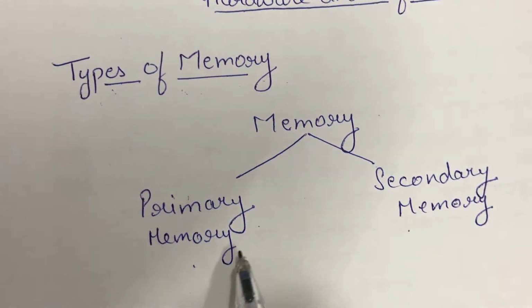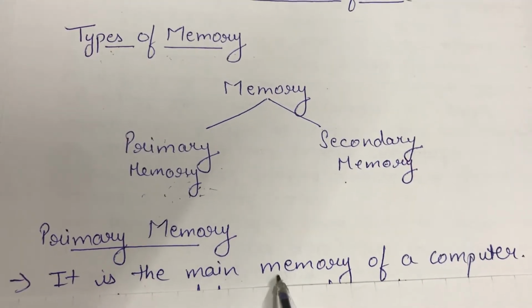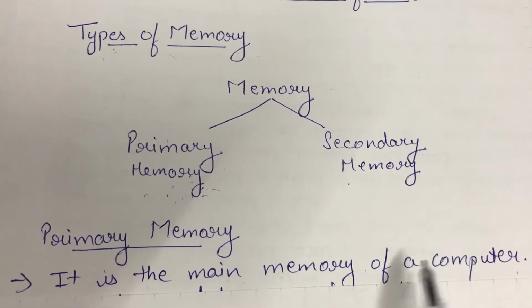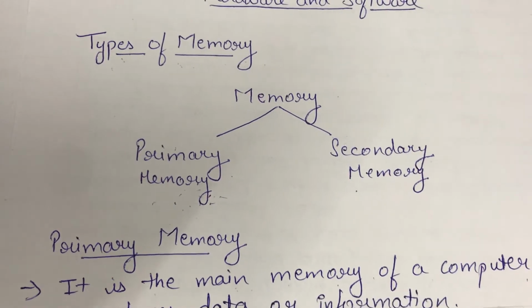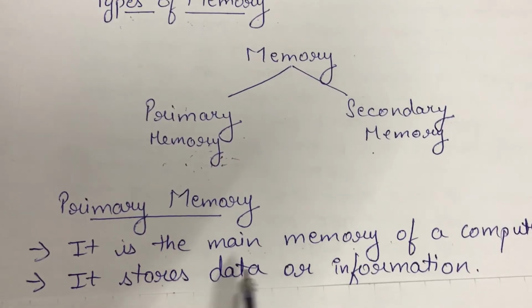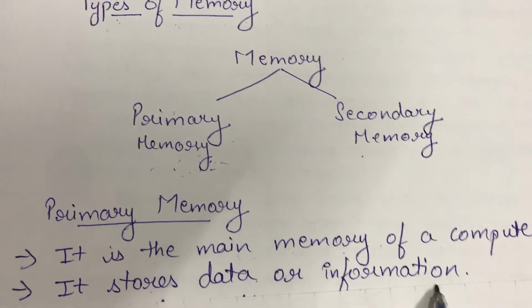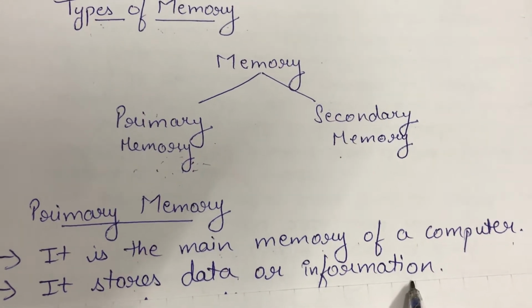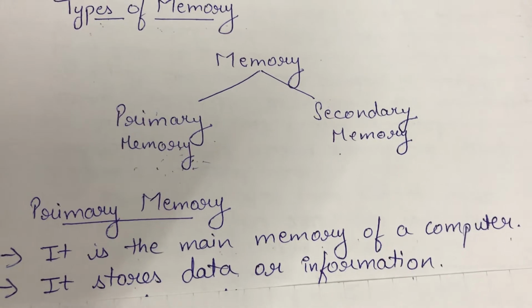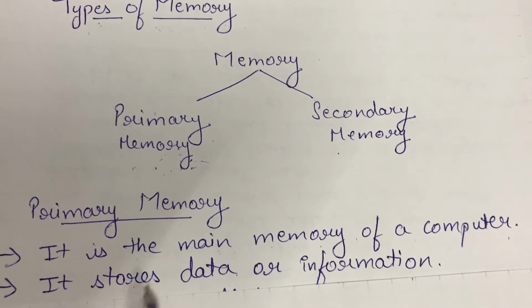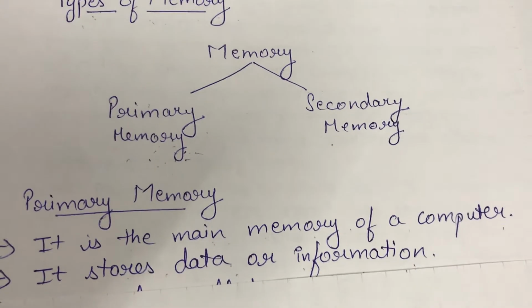What is primary memory? It is the main memory of a computer. It stores data or information. In memory, what do we store? Data or any information. So primary memory also stores data or information.